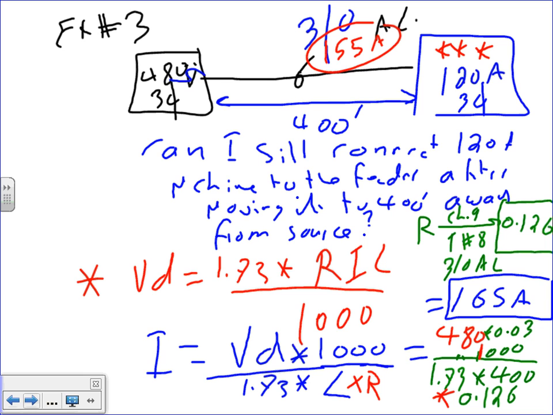Let me take another example, about the fire pump. Fire pumps are special. They allow them to dip 5%. Fire pumps. They allow them to dip 5%. Okay. Let's go size a conductor for a fire pump.